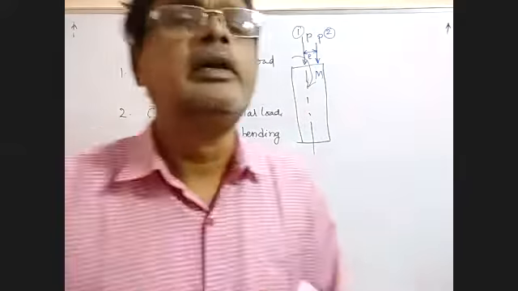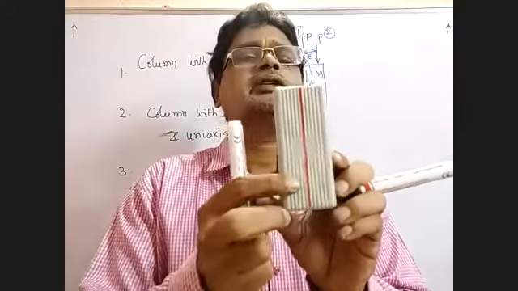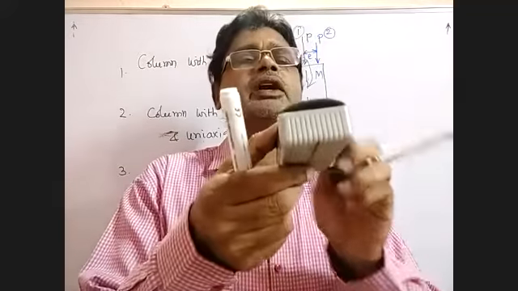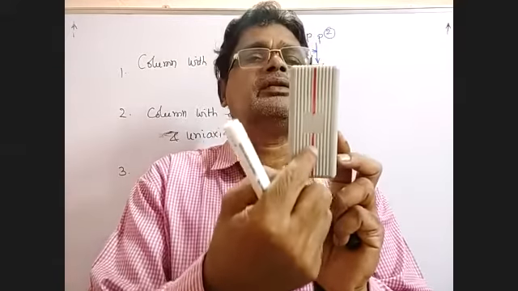See here, this is a column. Assume that this is a column, maybe a square or rectangular column, whatever it may be. This is the axis of this member.